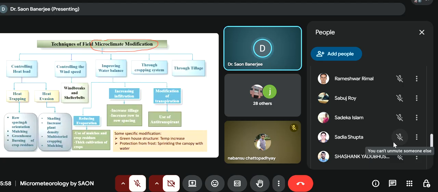So we can control our heat load, we can control the wind speed, improve the water balance. We can modify through our cropping system, through tillage. But that should be done before that crop season starts. So controlling heat load, heat trapping you can do, heat evasion.